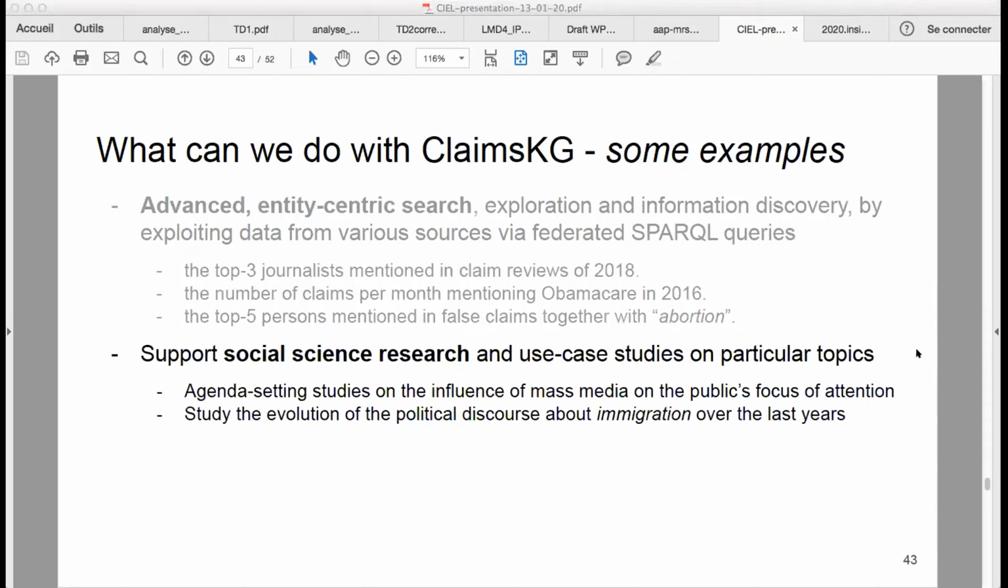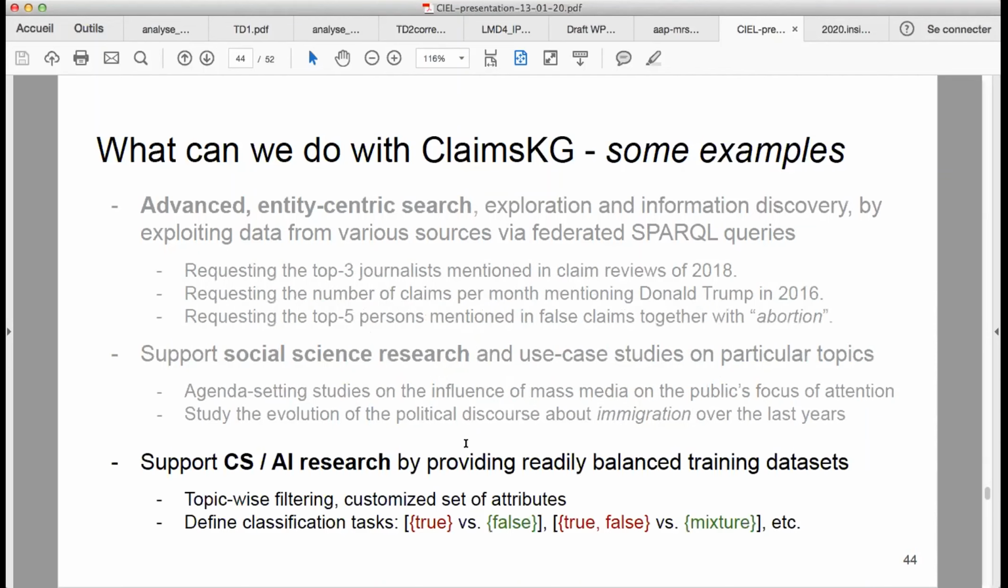For example, into agenda setting studies on the influences of mass media on the public opinion and attention, or studying the evolution of political discourse about a particular topic over a particular time period. And finally, as I mentioned, of course, this resource provides balanced training data sets, balanced, of course, under the condition that one takes care to balance the data, for doing AI research.